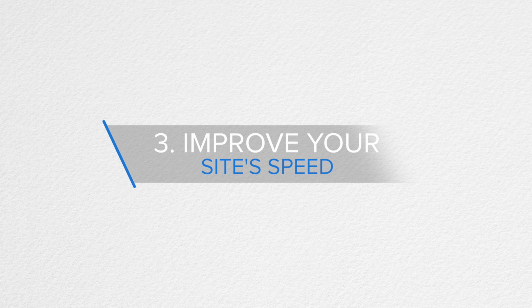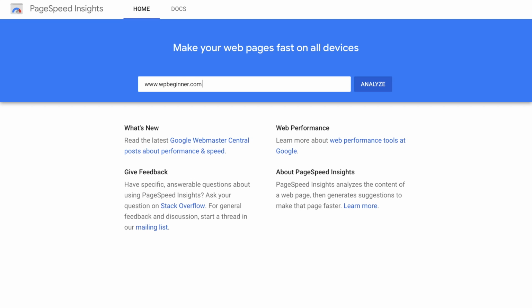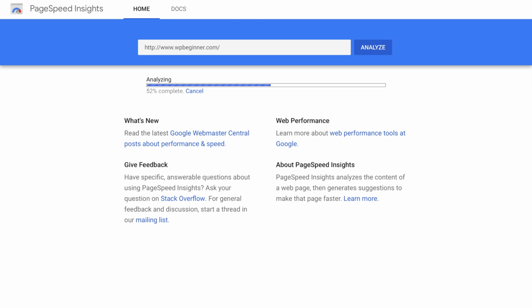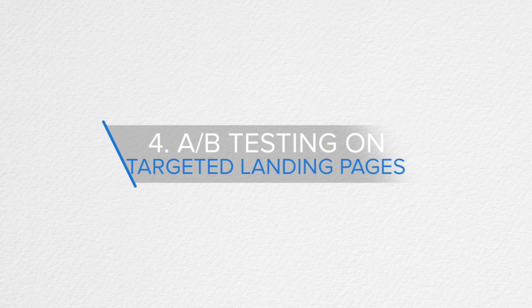Tip number 3 is to improve your site's speed. Using a tool such as Google's PageSpeed Insights can help you to optimize every landing page on your site. To speed up your site, optimize your images, use a content delivery network, add better caching, and consider switching to a faster hosting provider.